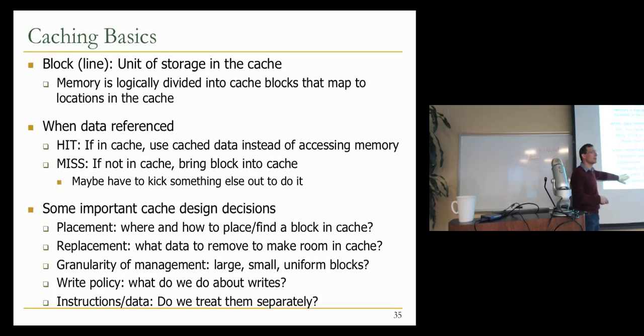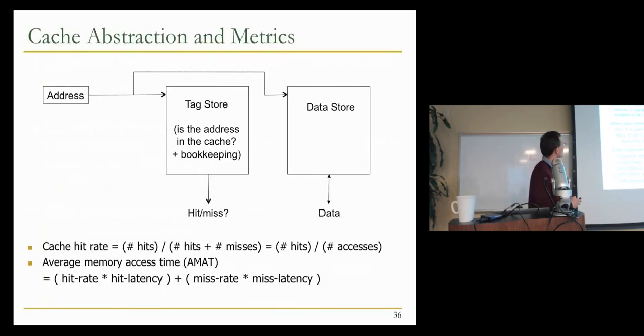Write policy: what do you do about writes? If you're writing to a location, do you actually bring the entire block into the cache and allocate it? Instructions versus data: do we treat them separately in the cache? And there are many, many other design decisions. How do you actually do the replacement? What factors do you take into account? Placement is also called insertion. Where do you insert in the cache and how do you insert in the cache? Do you even insert a block into the cache, or do you just supply it to the processor?